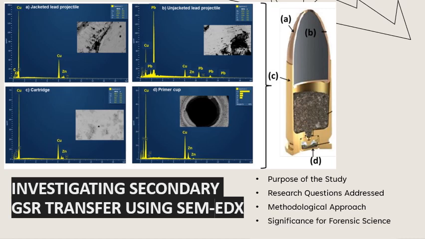So, the significance of forensic science in this aspect. Understanding the dynamics of secondary gunshot residue transfer is crucial for accurate crime scene reconstruction and can significantly impact the interpretation of forensic evidence, particularly in cases where the presence of GSR is a key factor in linking a suspect to a crime involving firearms.